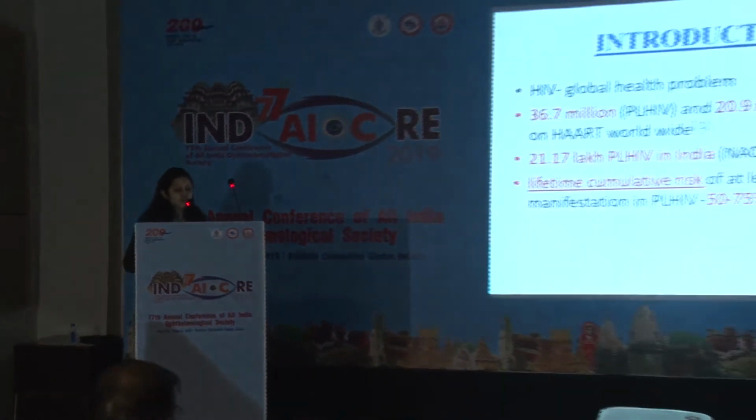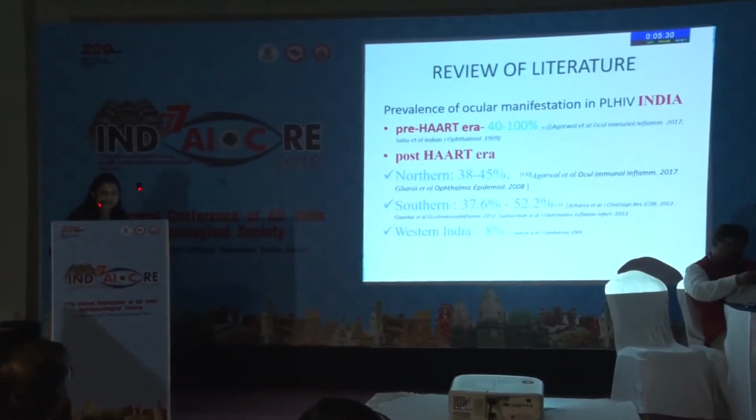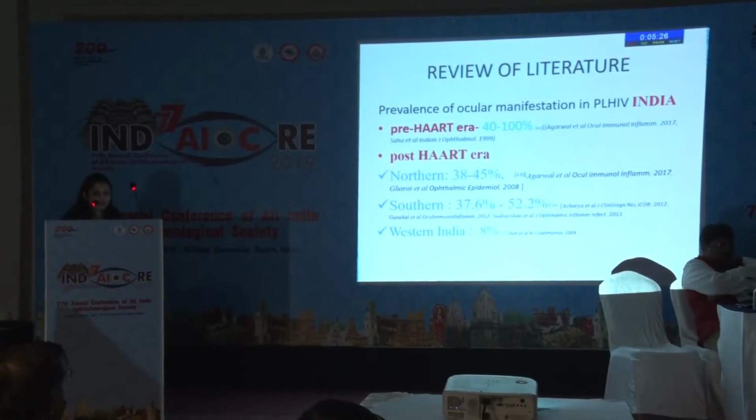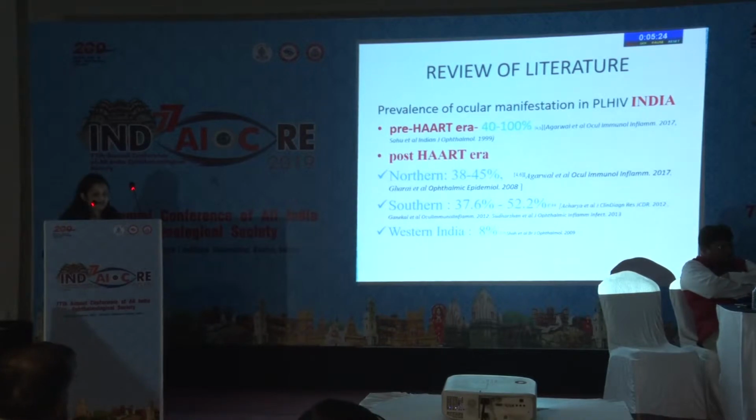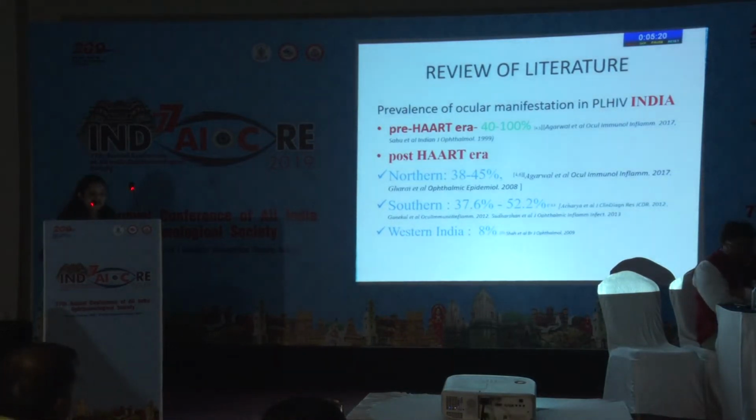The lifetime cumulative risk of at least one ocular manifestation in an HIV patient is 50 to 75%. The prevalence of ocular manifestation that has been reported in India in the pre-HAART era in various studies is 40 to 100%. In the post-HAART era in northern India it is 38 to 45%. In southern India, 37.6 to 52.2%. In western India, it's 8%.